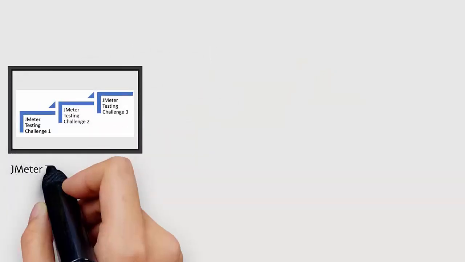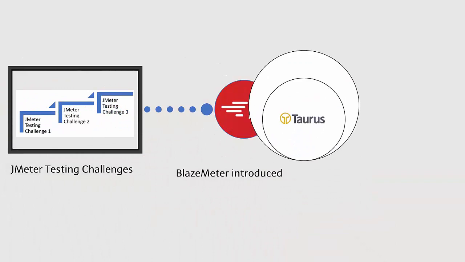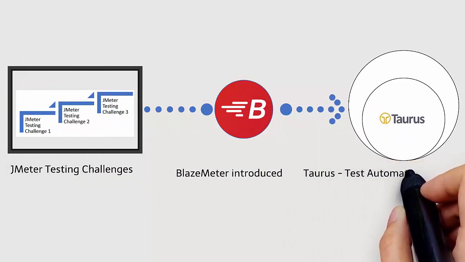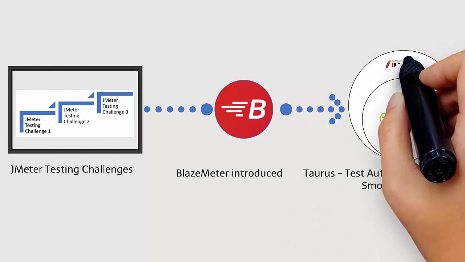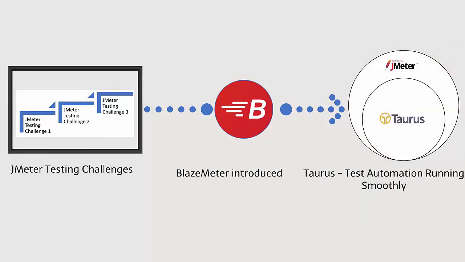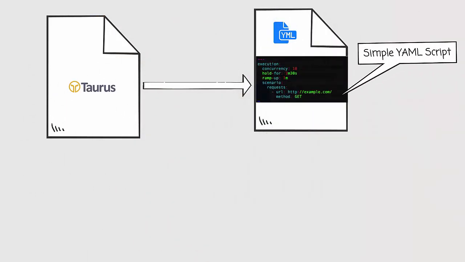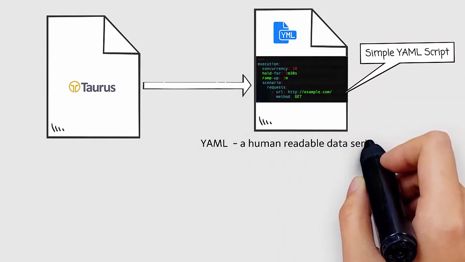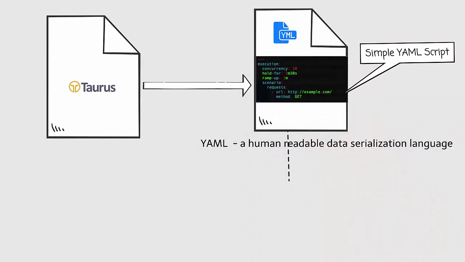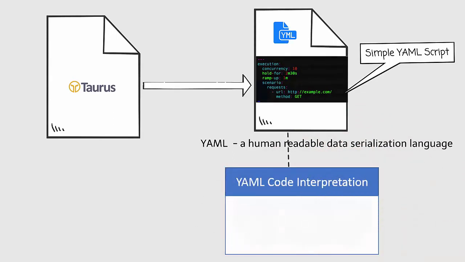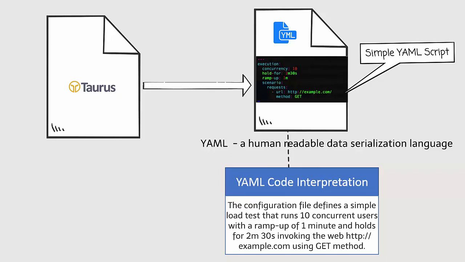To overcome these challenges, BlazeMeter introduced Taurus. It is an acronym for Test Automation Running Smoothly. It is an open source test automation tool that abstracts and extends JMeter. Taurus script is written in YAML, which is a human readable data serialization language. So this makes the YAML configuration files easily interpreted by someone who does not have much experience with any of the testing tools.